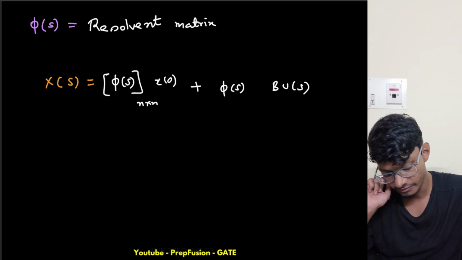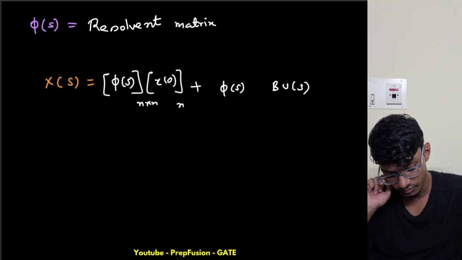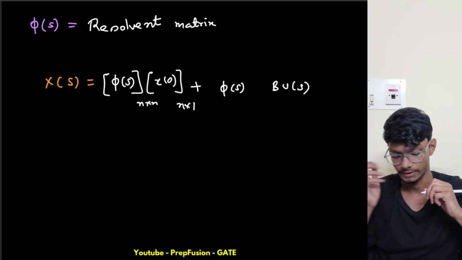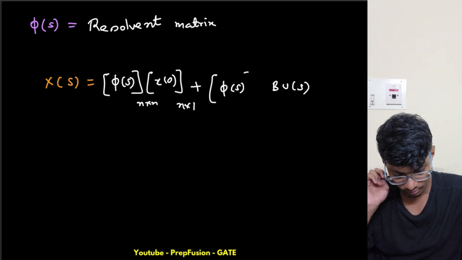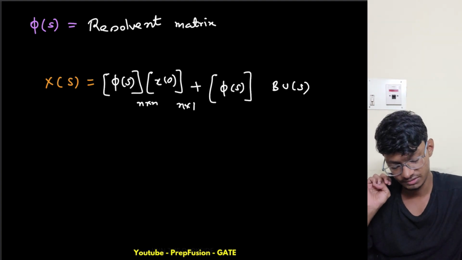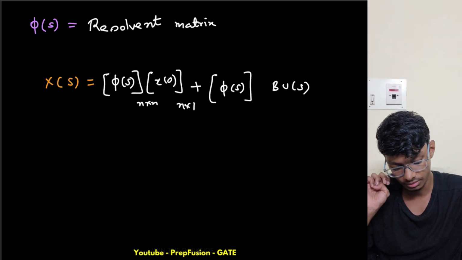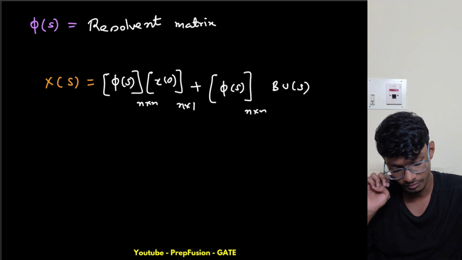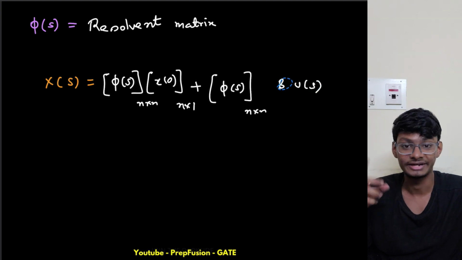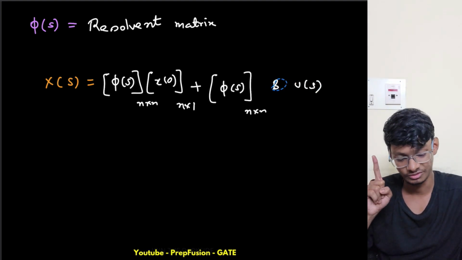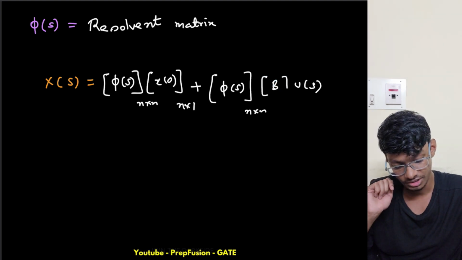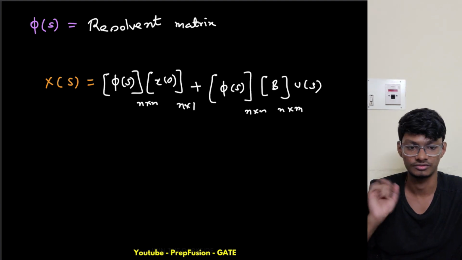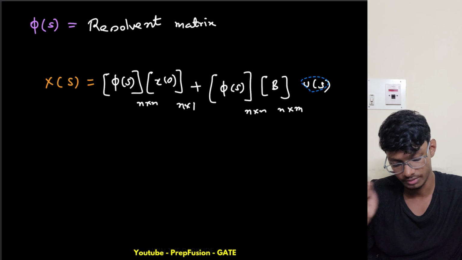Now what is the order of x of 0? x of 0 is n cross 1. It is a column vector, and the number of rows is the number of state variables. This one is again n cross n, but what is the order of B this time? I hope you remember it. The order of B was n cross m. n was the number of state variables and m was the number of inputs. What is the order of U? It was m cross 1 only.